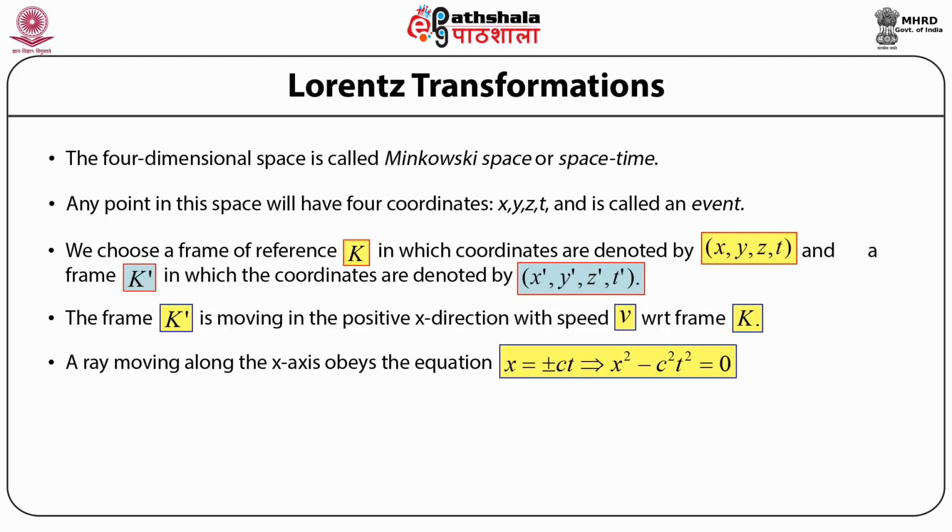So if we rearrange these terms, then we get x square minus c square times t square is equal to 0. Here if we look at the equation, we will see the plus or minus sign that has been taken for x equal to plus or minus ct. That plus or minus sign basically denotes whether we are moving along the positive x-axis or along the negative x-axis.